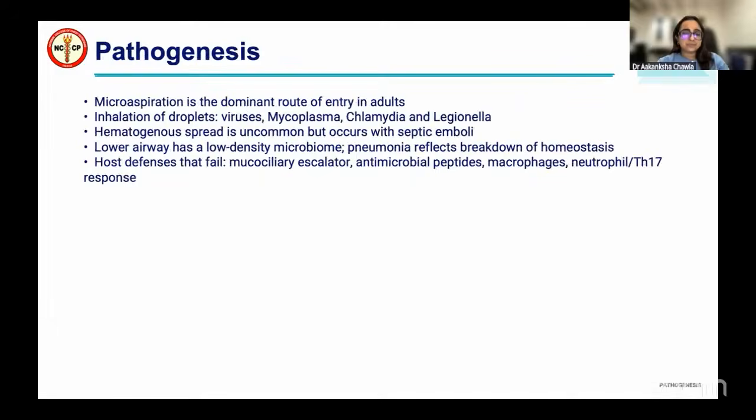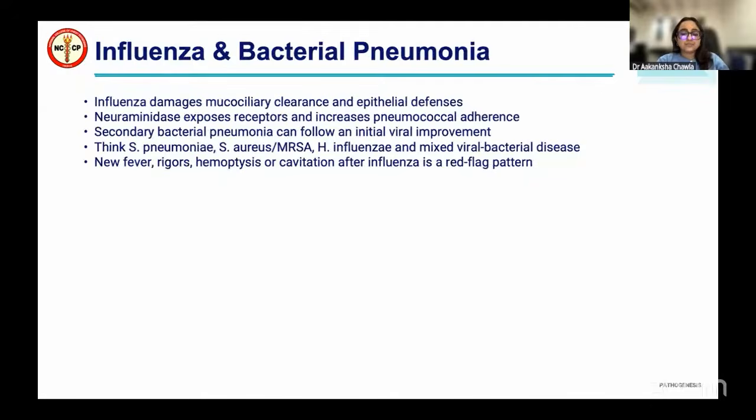and is suffering from. Now, briefly at the pathogenesis, so microaspiration is the dominant route of entry in adults, and infection by inhalation of droplets is seen in infections with mycoplasma, chlamydia, legionella, and as well as viruses. Hematogenous spread, although rare, can be a cause of the infection.